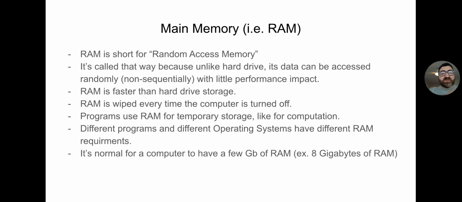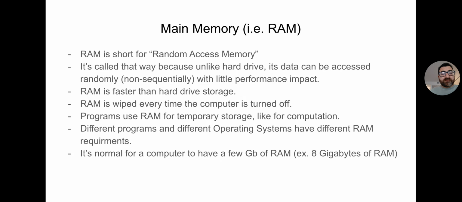Different programs and different operating systems have different RAM requirements. A program might say, this program requires 1 gigabyte of RAM, or a video game might say, this video game requires 2 gigabytes of RAM. Each program has its own RAM requirements, where a given computer will have multiple programs installed on it. It's normal for a computer to have a few gigabytes of RAM. For example, a computer can have 4 gigabytes of RAM, or 8 gigabytes of RAM.